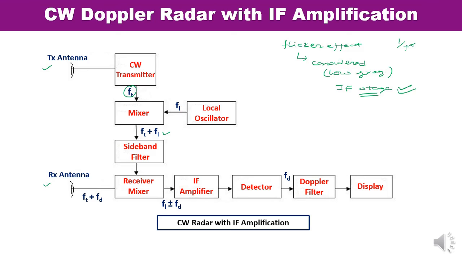At the receiver stage, here there is a detector, then a Doppler filter, and then the display. Here you can observe that the sign of the Doppler shift is lost at the output of the detector. The received signal is amplified by the IF amplifier and passed through the second detector, where the sign is lost. It means it is not possible to tell whether the target is approaching or moving away. So the overall receiver system is similar to the superheterodyne receiver.